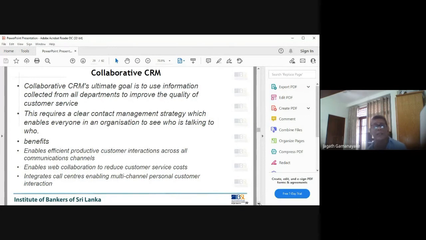Now, collaborative CRM, what is it? The ultimate goal is to use information collected from all the departments to improve the quality of customer service. Now we are trying to collaborate all the information we discussed earlier. So information can come from different departments. Sometimes the customer comes for after-sales or to buy some product, right? Now he is a customer, he is not going to your branch, but he is going to your credit department or somewhere. But you try to share all the information among all the departments, so that everybody knows about your customers, right? Whatever information you collected, you feed into one system, and you can get all the information about the customer, right? So this requires a clear contact management strategy, enabling everyone in an organization to see who is talking to whom, right?